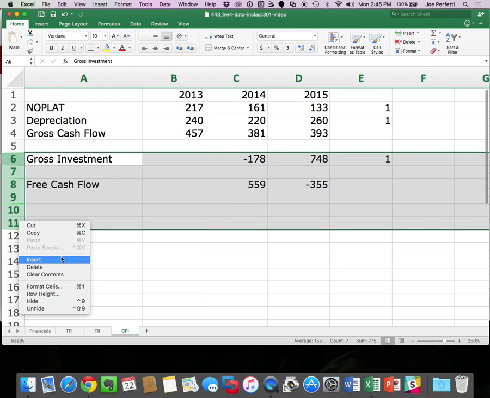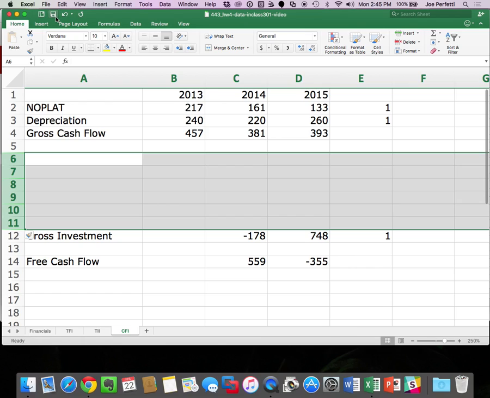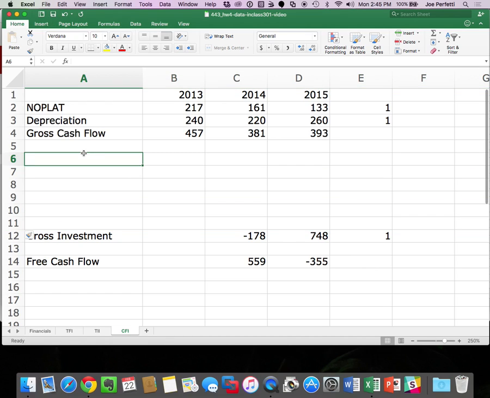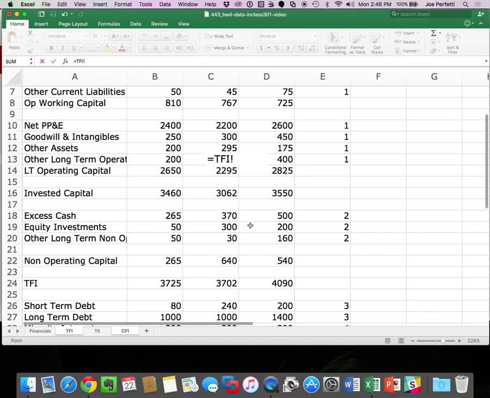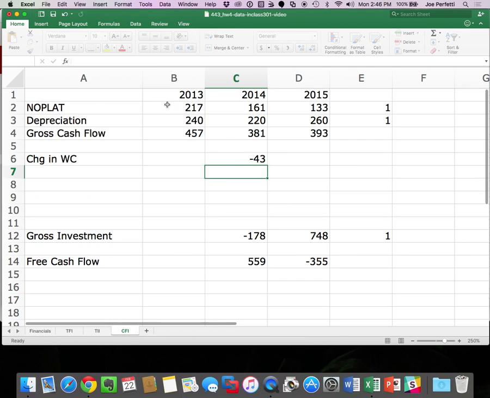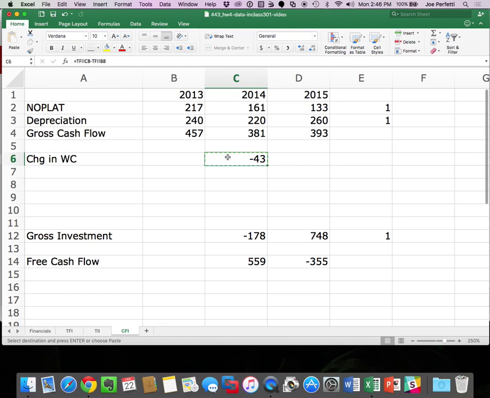Add some rows here. So, what is gross investment? First of all, it's going to be our change in working capital. Our working capital went from 810 to 767. So one of the first things we can see is that for both years, this company was reducing its cash tied up in working capital.